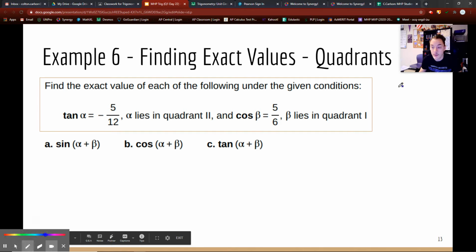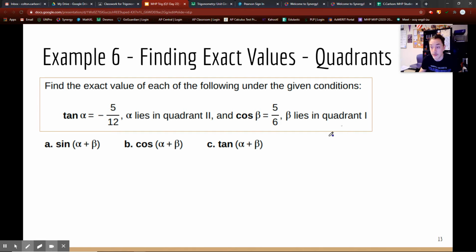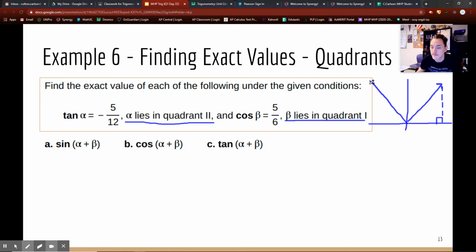Okay. So first thing I want to do is actually develop my triangles here. So it tells me alpha lies in the second quadrant here. Beta lies in the first quadrant. So I'm going to do the exact same thing that I did before. Get my quadrants out. So I have my line here, and I have my line here. My beta is in the first quadrant, so I know my alpha is in the second quadrant right there. Awesome.